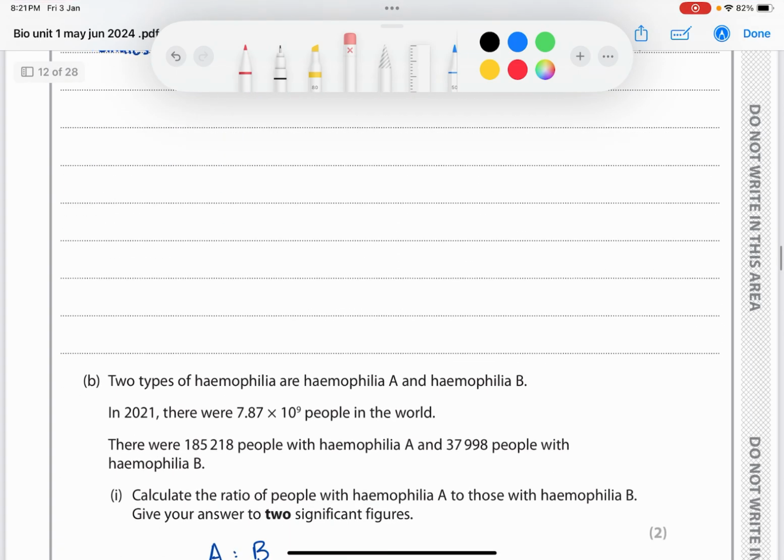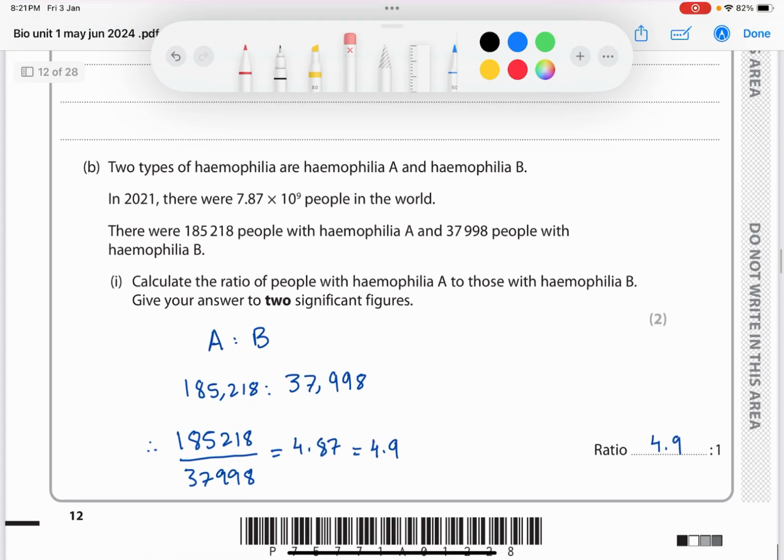Let's continue now. We have 2 types of hemophilia, A and B. In 2021, there were 7.8 times 10 to the power 9 people in the world. There were 185,218 people with hemophilia A and 37,998 people with hemophilia B. Calculate the ratio of people with A to B, to 2 significant figures.